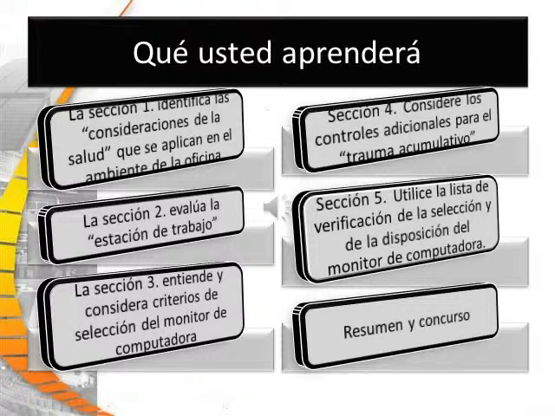What you will learn. We'll talk about how to identify health considerations that apply to the office environment, evaluate a workstation, understand and consider computer monitor selection criteria, consider additional controls for cumulative trauma, use the computer monitor selection and setup checklist, then we'll summarize it and quiz you.